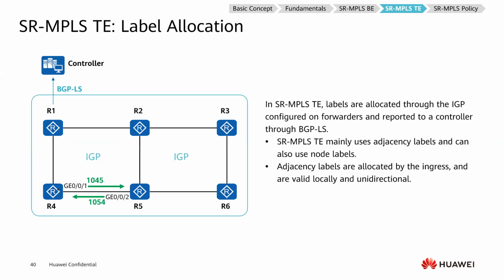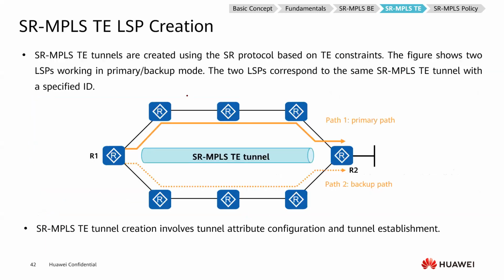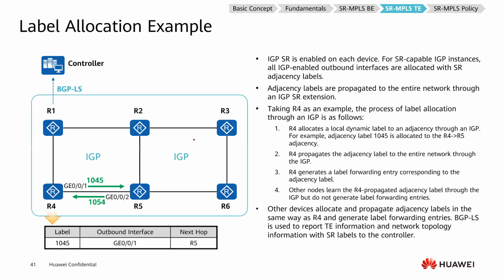For example, R4 has this interface, R5 has this interface, so I will tell the controller. That's all.